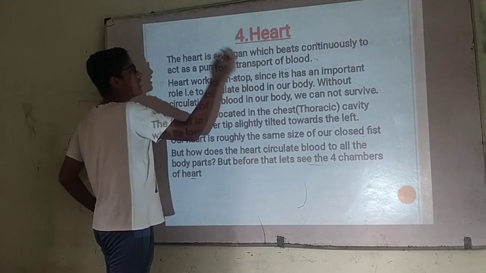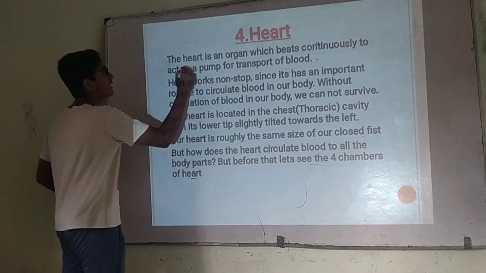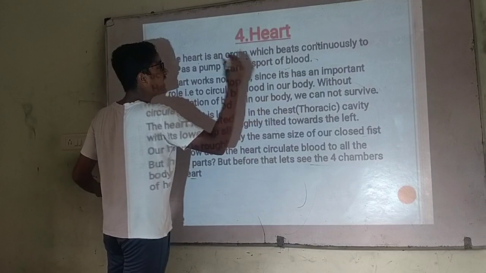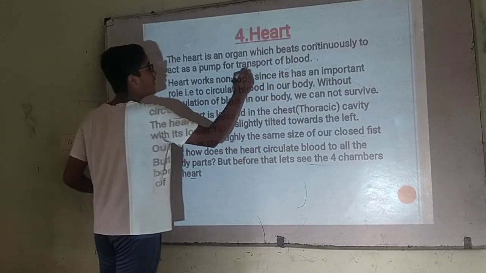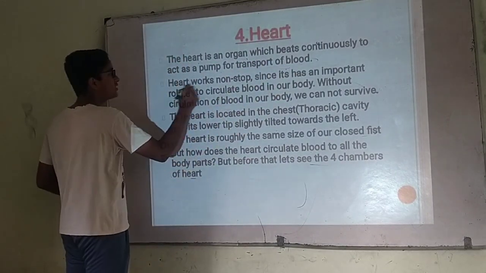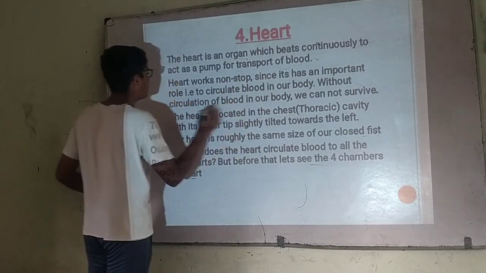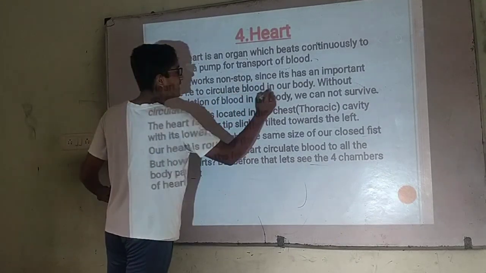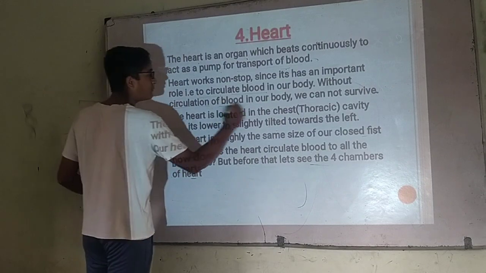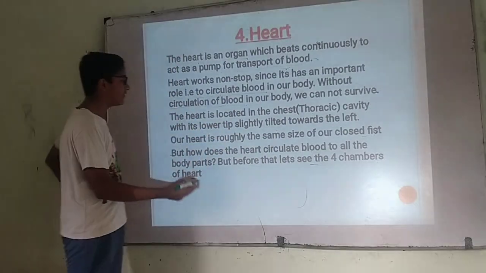The next component of the circulatory system is the heart. The heart is an organ which beats continuously to act as a pump for transport of blood. Heart works non-stop since it has an important role, that is to circulate blood in our body. Without circulation of blood in our body, we cannot survive.